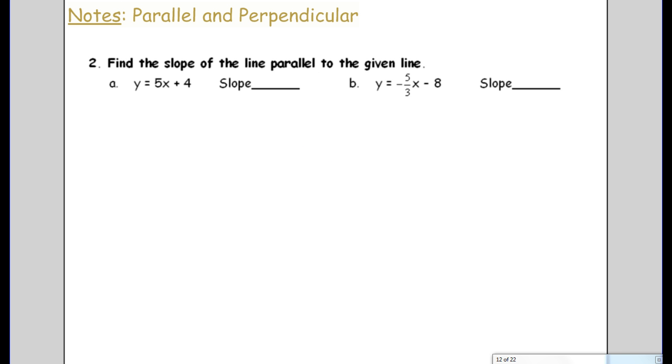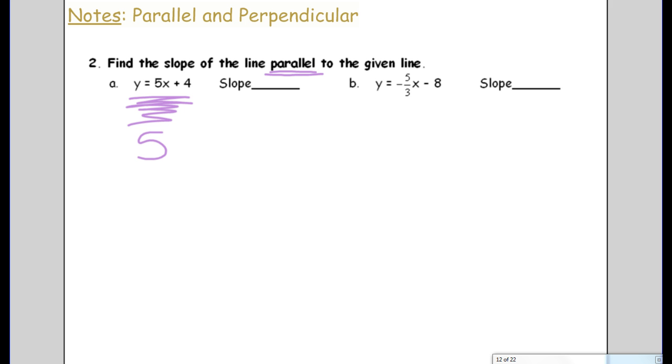Okay. Let's move on. Find the slope of the line parallel. Everyone underline parallel right now. Find the slope of the line parallel to the given line. Alexa, for A, what is the slope of this line? Y equals mx plus b. What's the slope of that line? 5. The slope of that line is 5. Is it 5x? No. We do not write the x.